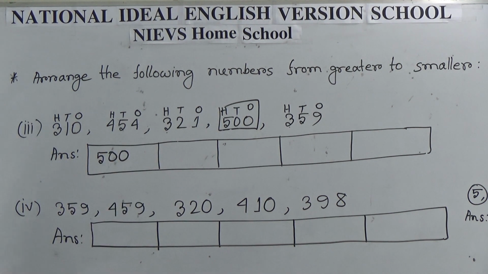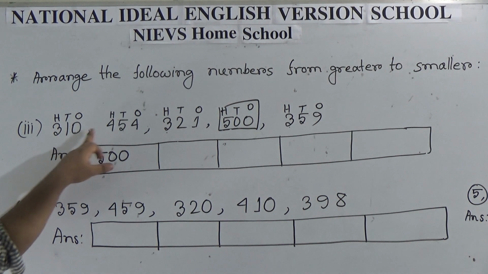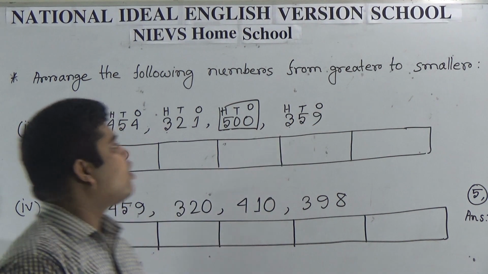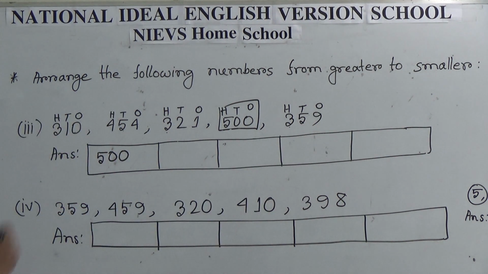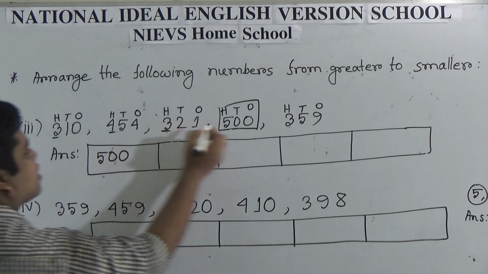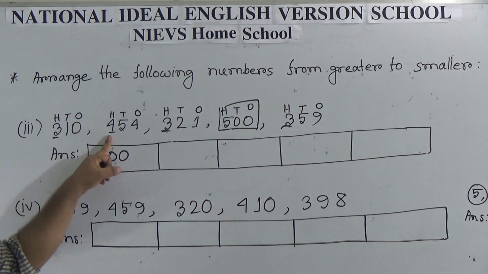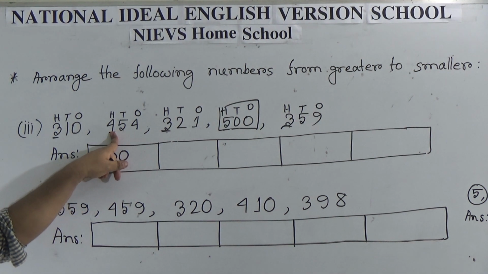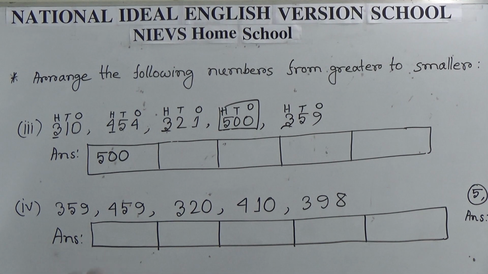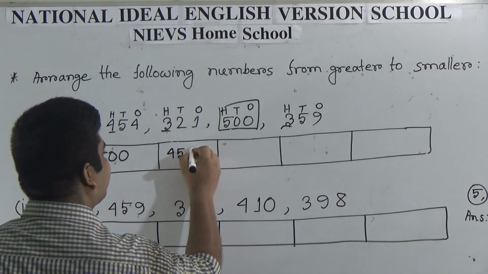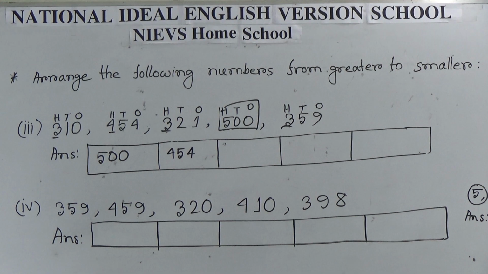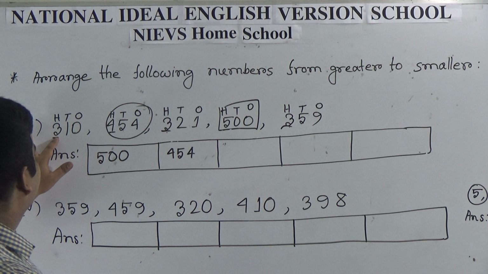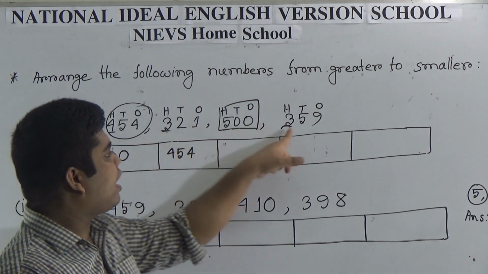After that we notice what is left: 310, 454, 321 and 359. From these 4 numbers again we notice the hundreds place digit. Notice 3, 4, 3, 3. So here we notice 400 is greater than the other numbers. Then we write 454. Okay, second one is done, and left three numbers 310, 321 and 359.